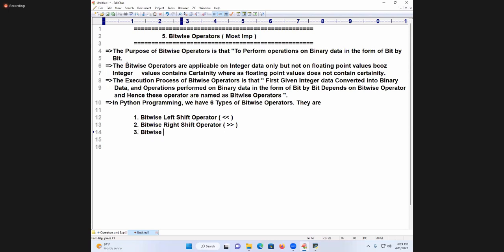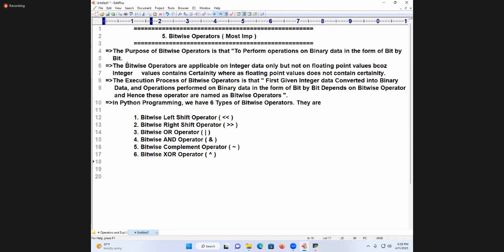Bitwise OR operator. The symbol is called vertical slash. Fourth one is called what? Bitwise AND operator. This is called something like this. Single ampersand it is. So fifth one is called what? Bitwise complement operator. I'll use the symbol called tilde. Sixth one is called what? Bitwise XOR operator. It is going to have something like this.